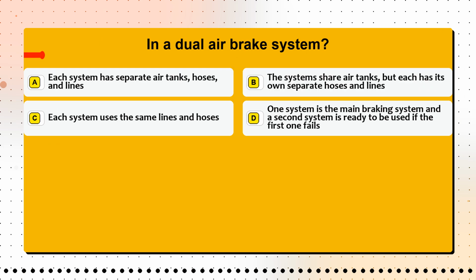Question 5. In a dual air brake system? Here are the options. Option A: each system has separate air tanks, hoses, and lines. Option B: the systems share air tanks, but each has its own separate hoses and lines. Option C: each system uses the same lines and hoses. Option D: one system is the main braking system and a second system is ready to be used if the first one fails.